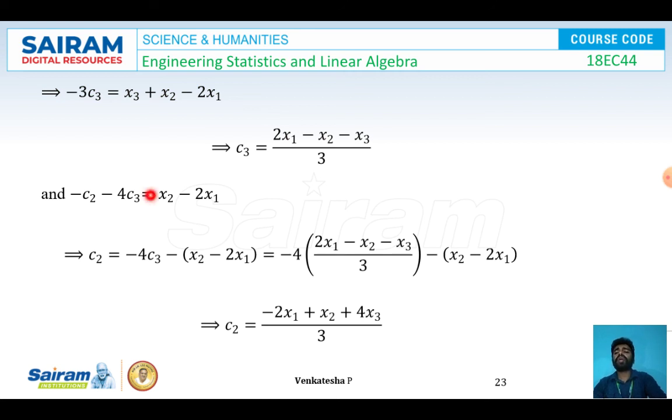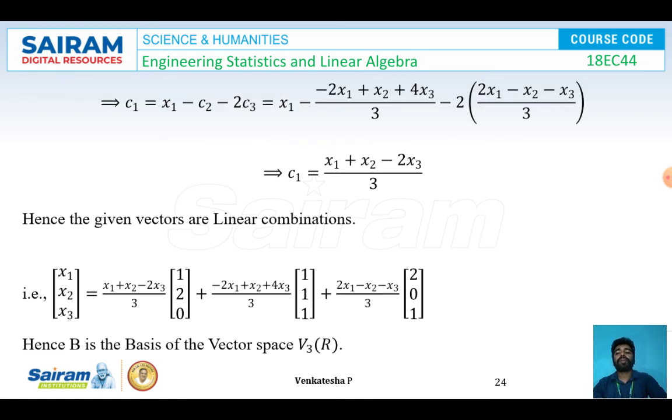From the second row I got minus c2 minus 4c3 is equal to x2 minus 2x1. So c2 is equal to minus 4c3 minus x2 plus 2x1, giving c2 is equal to (minus 2x1 plus x2 plus 4x3) by 3. From the first row I got c1 is equal to x1 minus c2 minus 2c3. Substituting, c1 is equal to (x1 plus x2 minus 2x3) by 3.